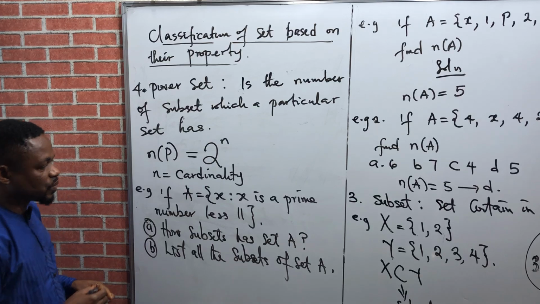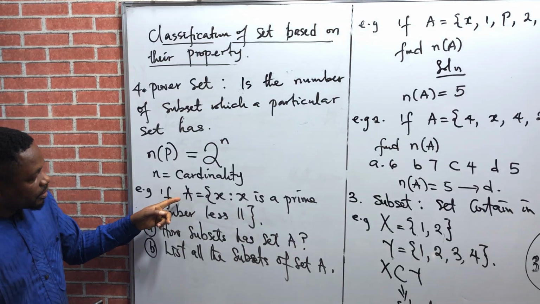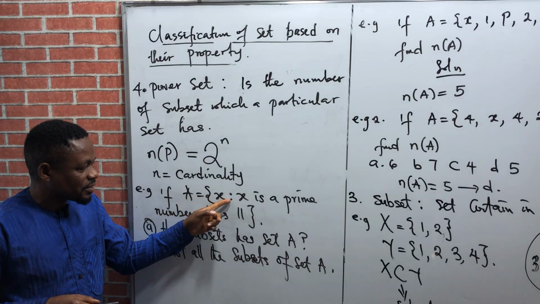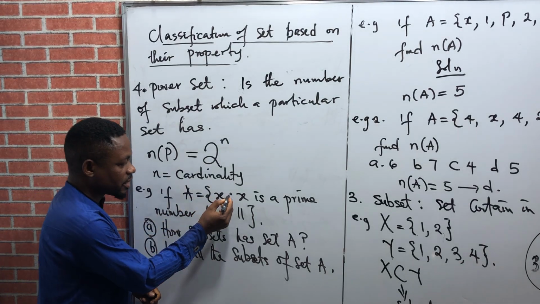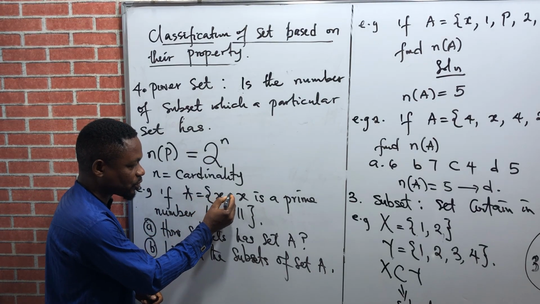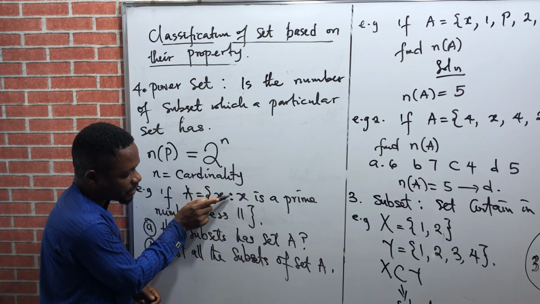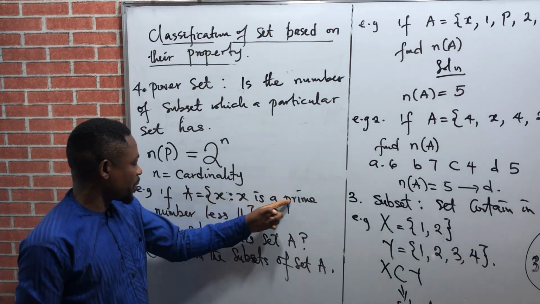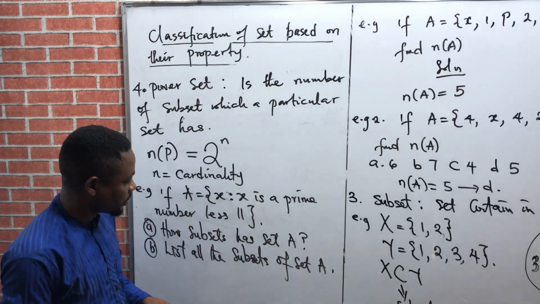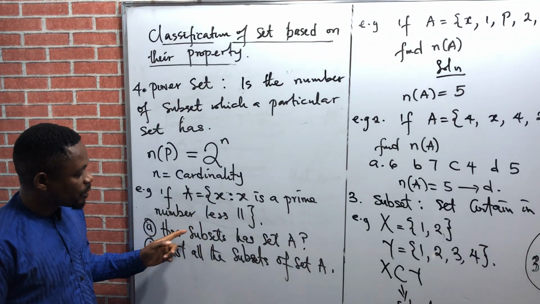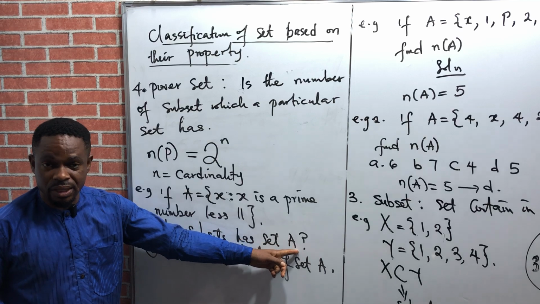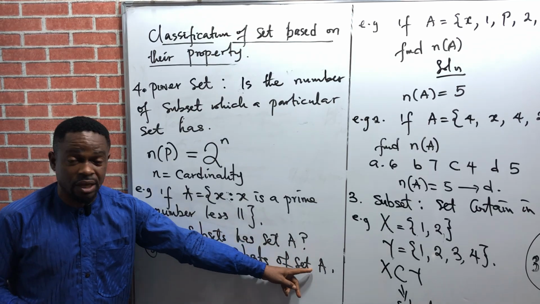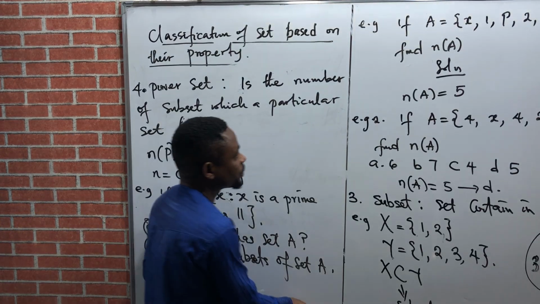Now, can you observe this question? I repeat. If set A is such that x, now this symbol that you're seeing here signifies what? Such that. Anytime you see this symbol in a set, we call it such that. X is a prime number less than 11. Now, the question is, how many subsets has set A? The second one is list all the subsets of set A. Oh yeah, watch.